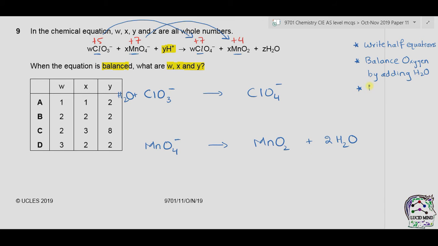Third point is to balance hydrogens, by adding H plus on opposite side. In first equation we have 2 hydrogen atoms on the reactant side, so we can add 2 H plus to the product. In second equation we have 4 hydrogen atoms on the product side, so we can add 4 H plus to the reactant side. Next point is to balance charges by adding electrons.